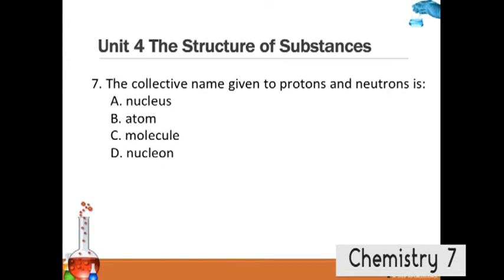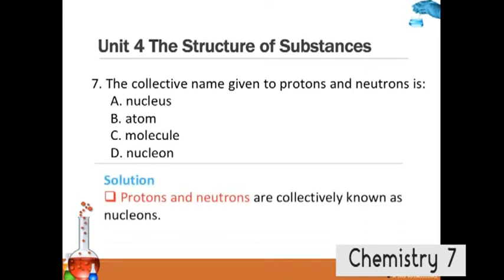The collective name given to protons and neutrons is: nucleus, atom, molecule, or nucleon? Protons and neutrons are collectively known as nucleons. The answer is D, nucleon.